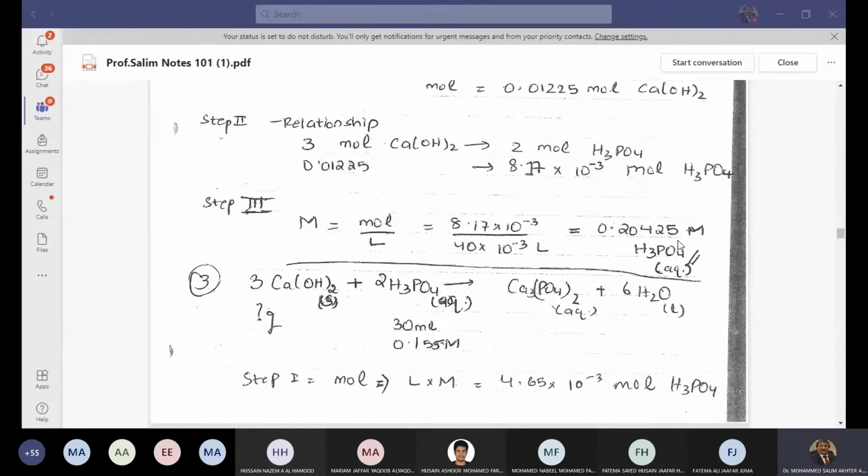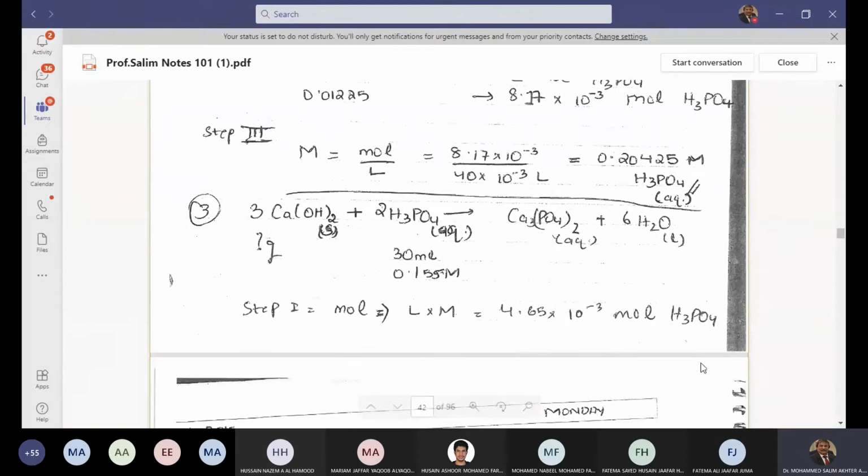Yes. Okay. A little different question, but very simple and very interesting. Look at the same equation that we just finished, but I changed it a little bit. This is a balanced equation.